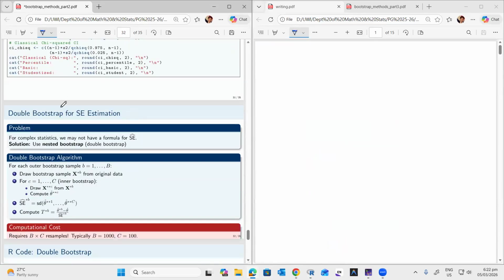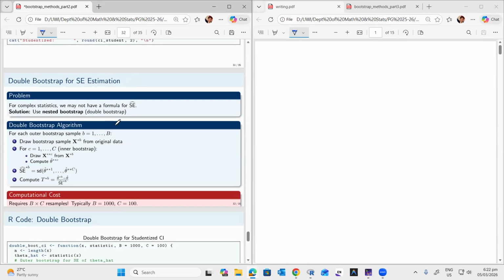After that, we will discuss the double bootstrap for standard error estimation. It is very important. Double bootstrap is also known as the nested bootstrap for standard error estimation.